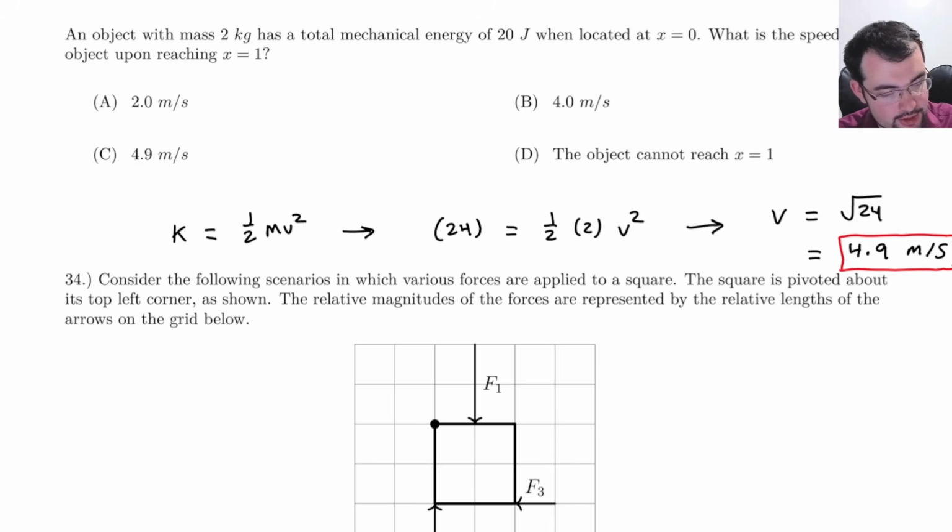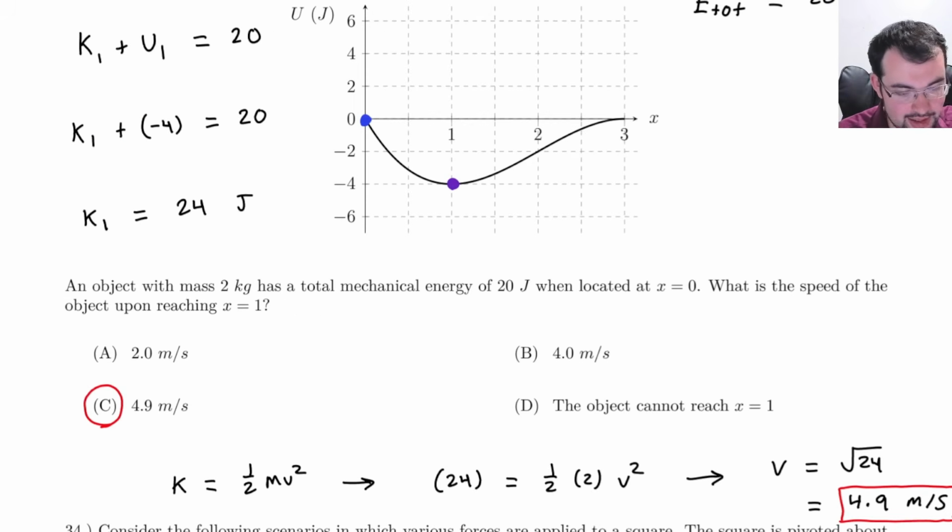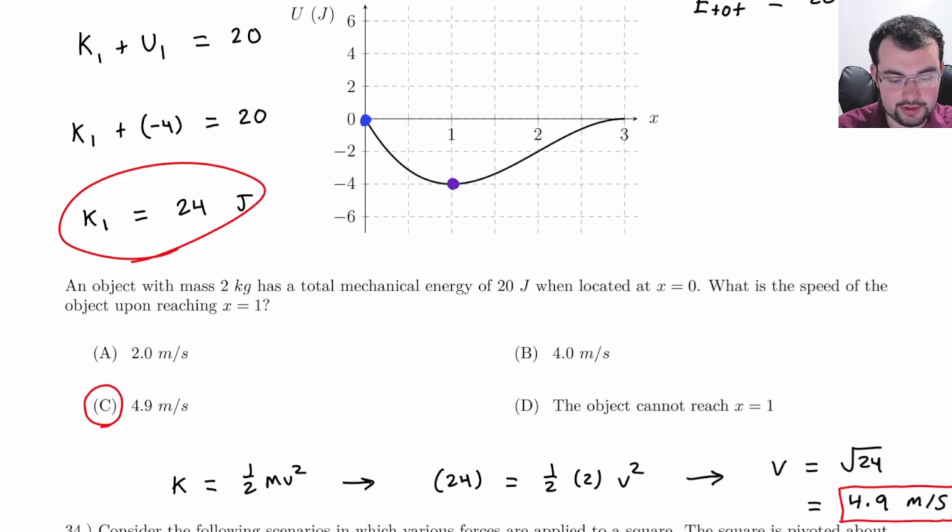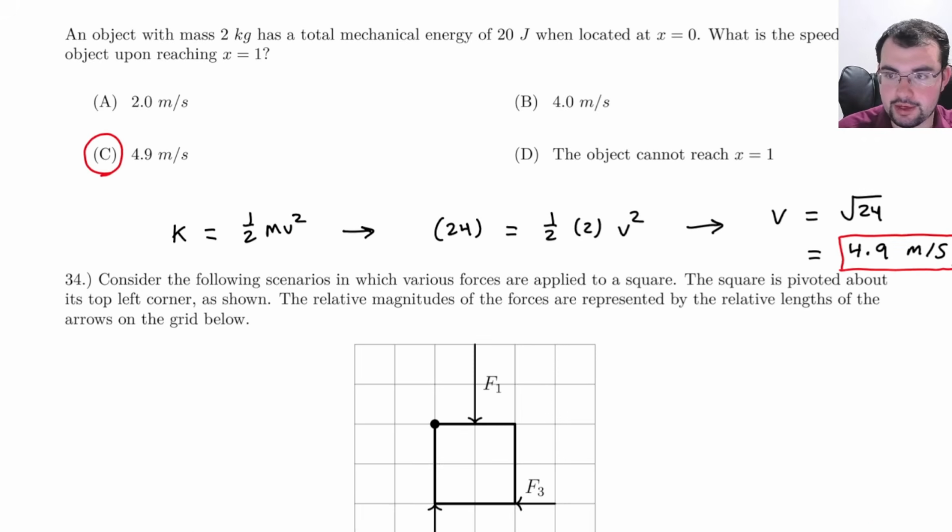Now, if somehow you got negative total energy, we could find a situation where your kinetic energy ended up being some negative value, and that would mean you couldn't reach that point.